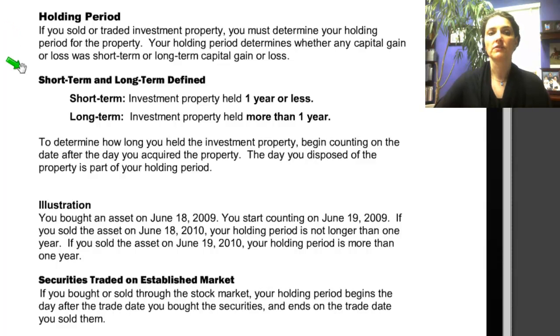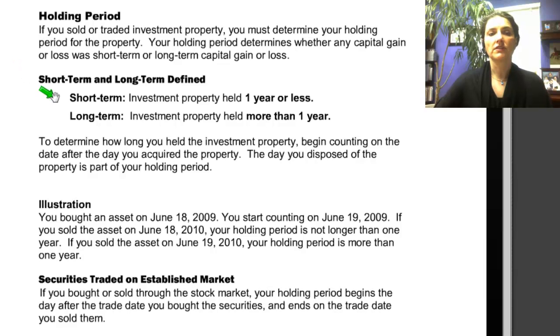Short-term and long-term defined. Short-term is investment property held 1 year or less. Long-term is investment property held more than 1 year. To determine how long you held investment property, begin counting on the date after the day you acquired the property. The day you dispose of the property is a part of your holding period.